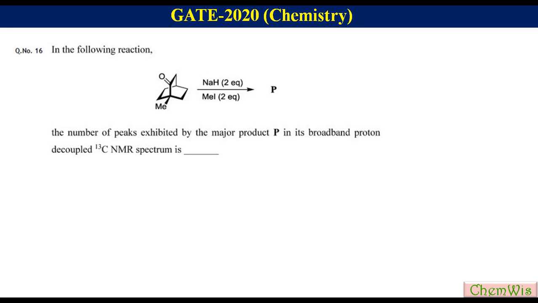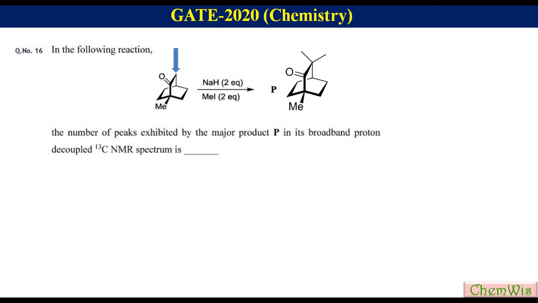In question number 16, we have to find the number of signals in proton decoupled 13C NMR of the product. This is the dimethylation reaction at alpha position of a ketone. This is the site where dimethylation will occur. So the structure of the product will be like this.